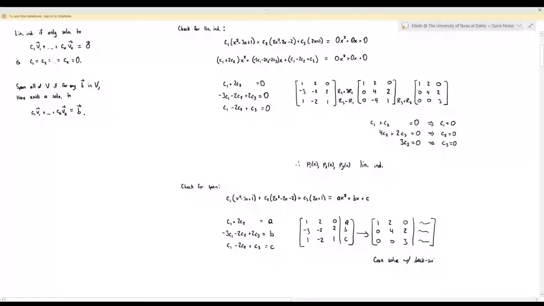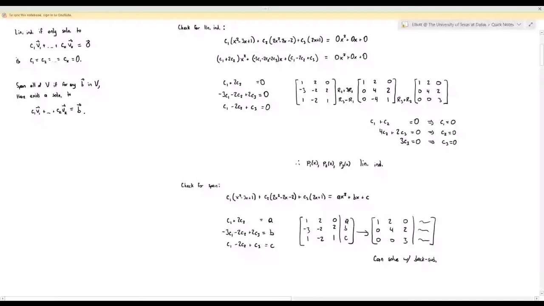Similar to how we did for linear independence. So the fact that there is a solution to this system of equations, no matter what we have on the right, proves that our three polynomials also span P2. Remember, for span, you just need there to be a solution. And here we can see that there will be a solution, which you could get if you did back substitution.